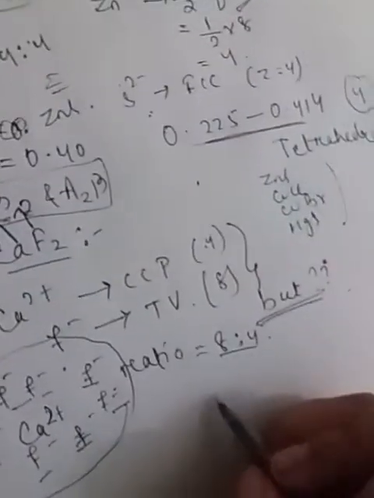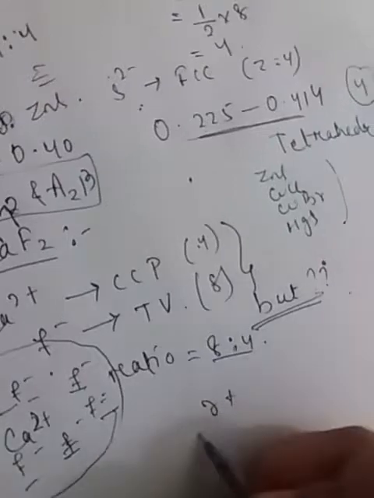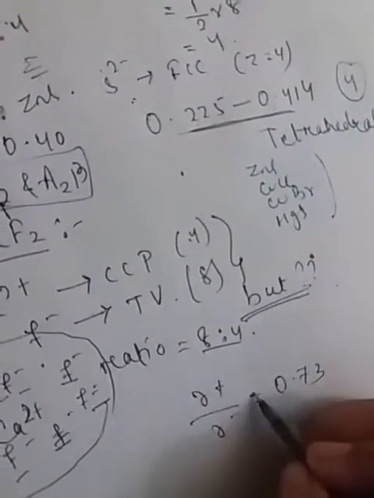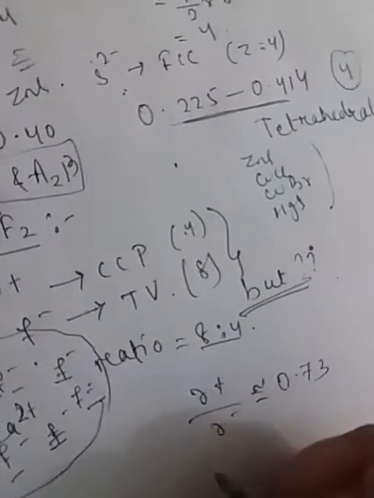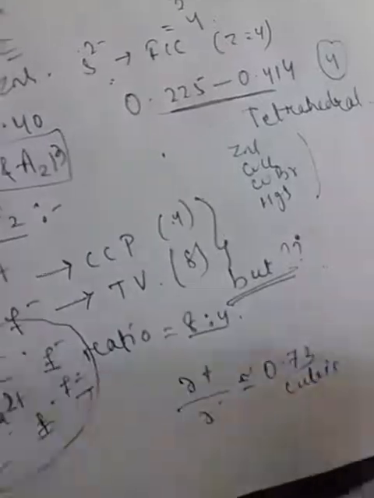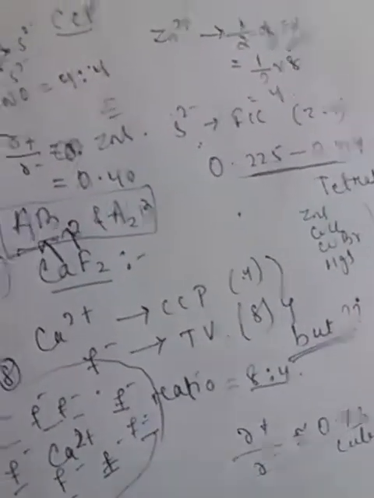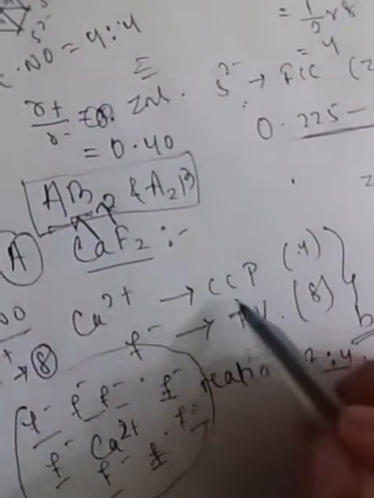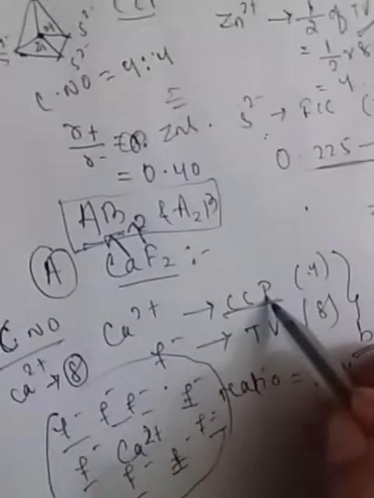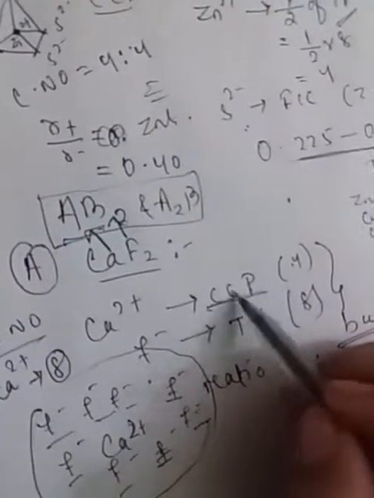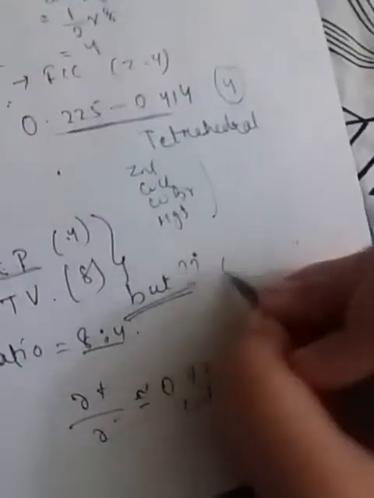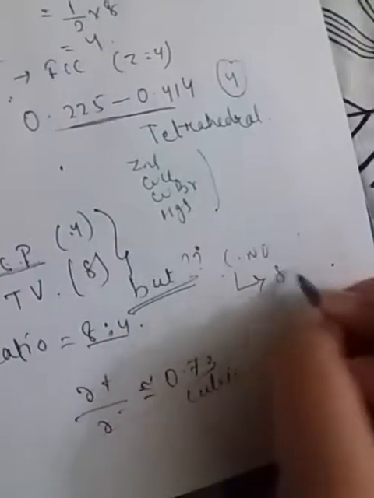So the radius ratio r+ by r- is approximately 0.73. So 0.73 means it has a cubic arrangement. We also have the proof, because it is of CCP type, CCP or FCC, face centered cubic cell or cubic close packing. So that is why it has the coordination number 8:4.